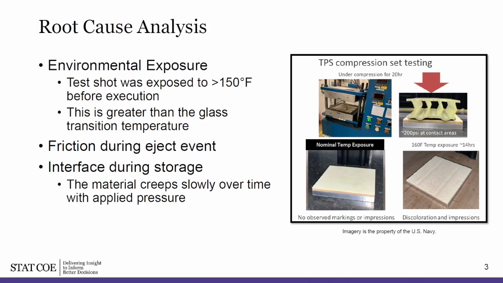One thing that they thought may have led to this was that the shot was exposed to more than 150 degree temperatures with the effect of the direct sunlight on it a day or two before the test. This is above what's known as the glass transition temperature for this material, which could make it more susceptible to creep or changes in friction.